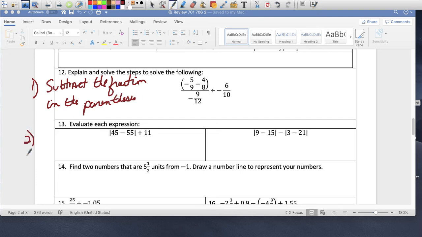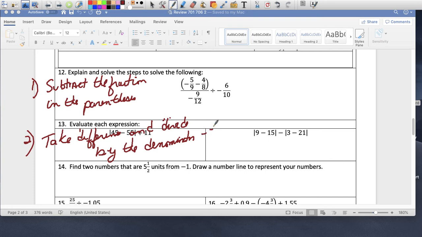And then what are we going to do with that number? We're going to take the difference and divide by the denominator, -9/12, right?